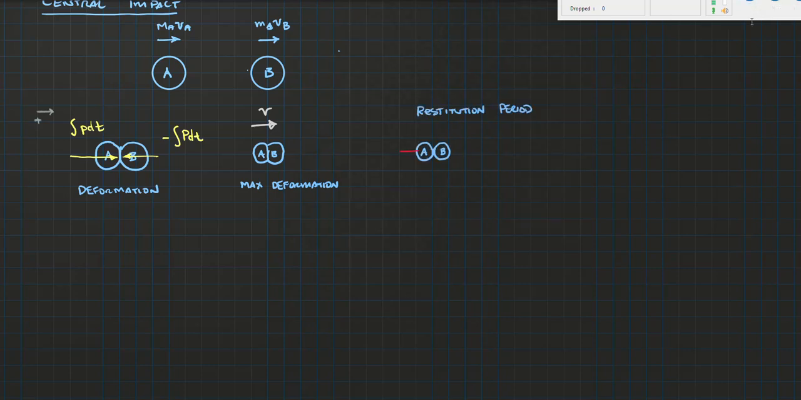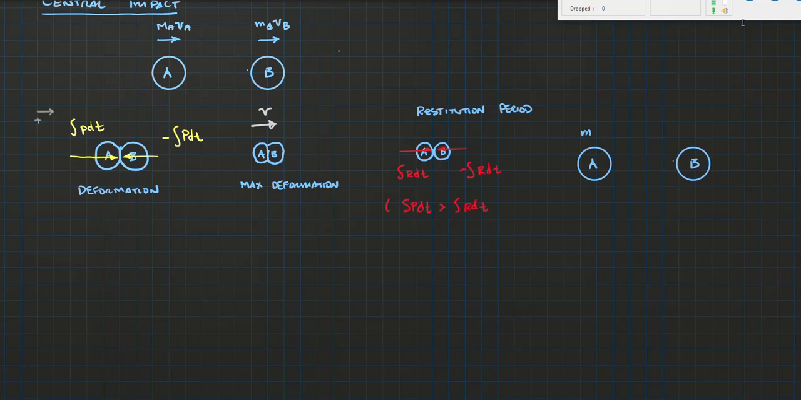A restitution period now occurs as A and B begin to move apart, and changes the impulse. We'll represent it here by positive and negative R dt. Notice that the P dt is greater than the R dt due to losses. Finally, A and B separate again.